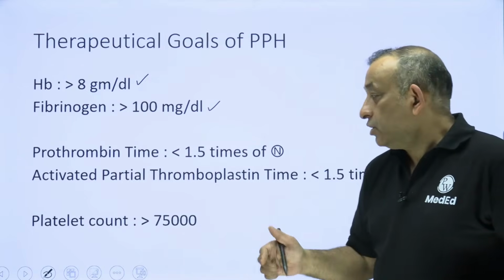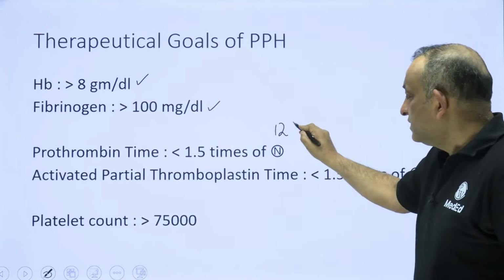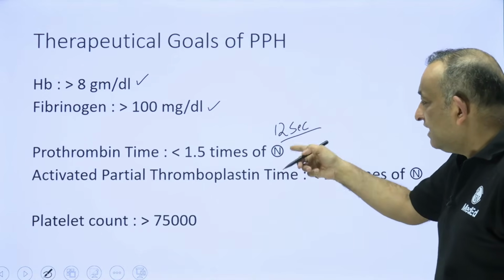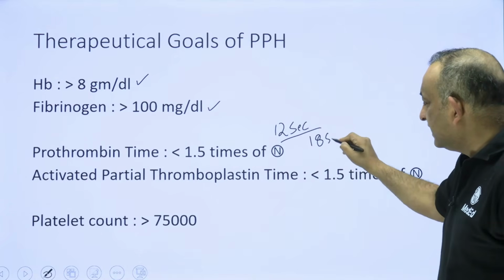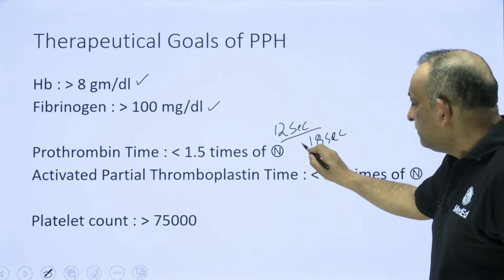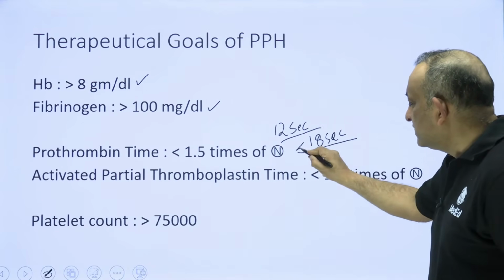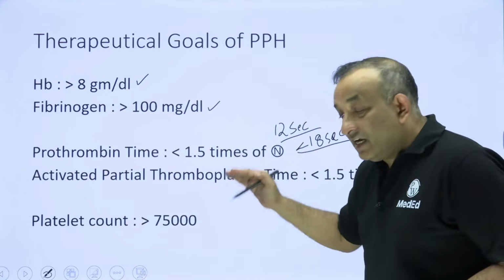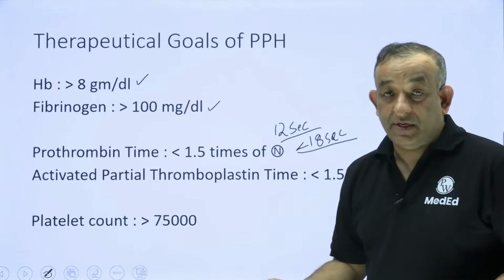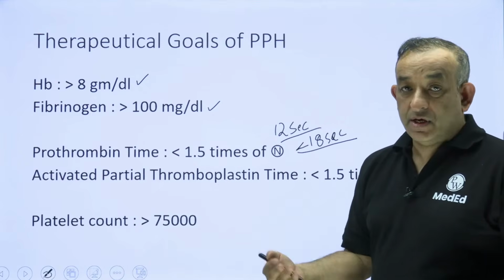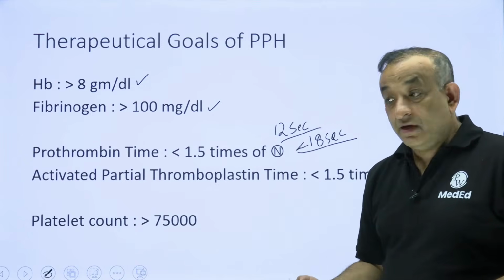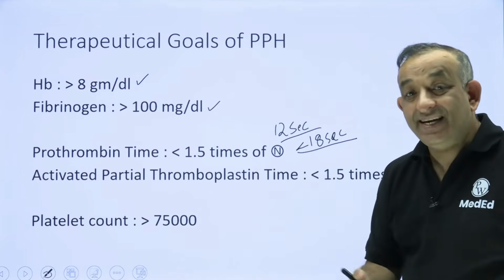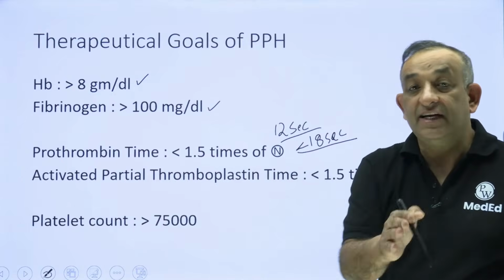So let me explain. Normal is, let's say, 12 seconds. 1.5 times of that is 18 seconds. So we must try to keep it less than 18 seconds. Keep the prothrombin time less than 18 seconds. So that is what is a good achievement. She's bleeding a lot, give her blood products, and the normal prothrombin time is 12, but she's bled a lot, it could be going up to 30 seconds. So you reduce it to less than 18 seconds, less than 1.5 times of normal.